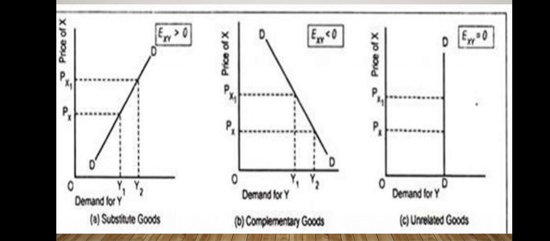Secondly, we have complementary goods, which show an inverse relationship. Here price of X increases, due to this the demand for Y decreases, like car and petrol. If people are using fewer cars, then the demand for petrol will also fall. And unrelated goods have no effect of the changes in the price of X on the demand for Y.